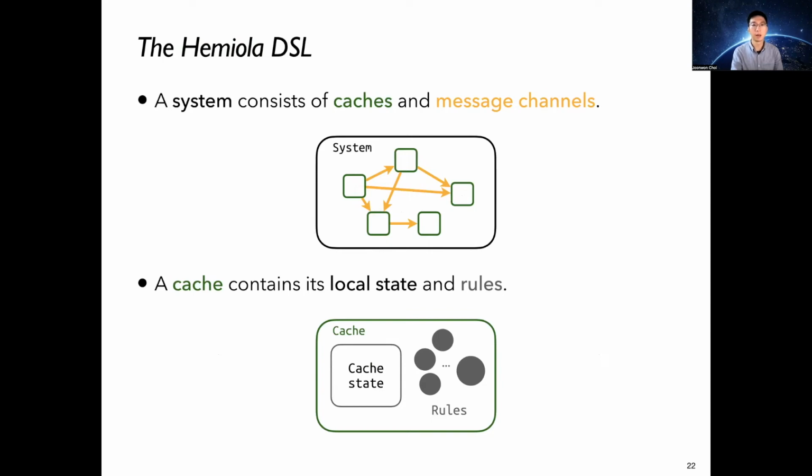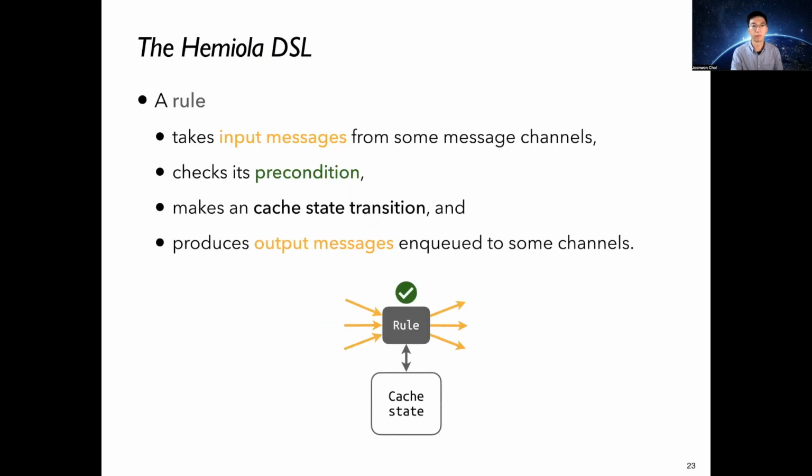A system is the highest level component consisting of caches and message channels. There is a cache containing its local state and rules. A rule is a unit to make state transition steps. It takes input messages from some message channels, checks its precondition, makes a cache state transition, and produces output messages in queue to some channels.